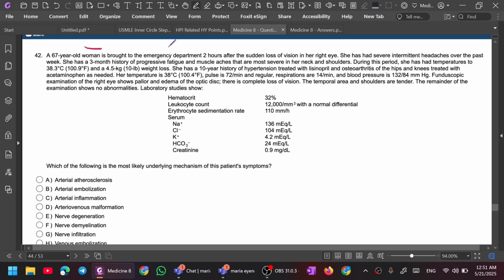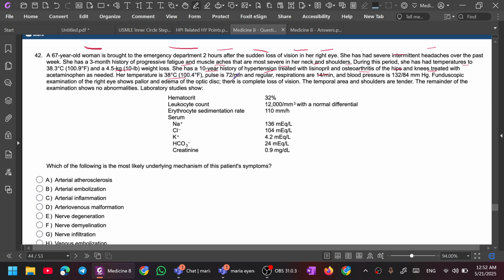A 67-year-old woman is brought to the emergency department 2 hours after sudden loss of vision in her right eye. She has had several intermittent headaches over the past week. She has a 3 month history of progressive fatigue and muscle aches that are most severe in the neck and the shoulders. During this period, she has had temperature to 100 degrees Fahrenheit and 4.5 kg weight loss. She has a 10-year history of hypertension, treated with lisinopril, and osteoarthritis of the hips and the knee, treated with acetaminophen.